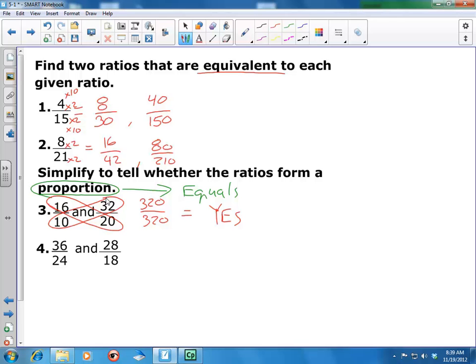Number 4 is a little bit more difficult because we can't just see it, okay? Meaning that we could ask ourselves, well, what number times 24 equals 18? Well, it's going to be a decimal answer, but we could cross-multiply these to see if they equal each other. Now, 24 times 28 gives us 672. I guess it would help if I wrote a number right. And then 36 times 18 is 648. So 648 equals 672? No.